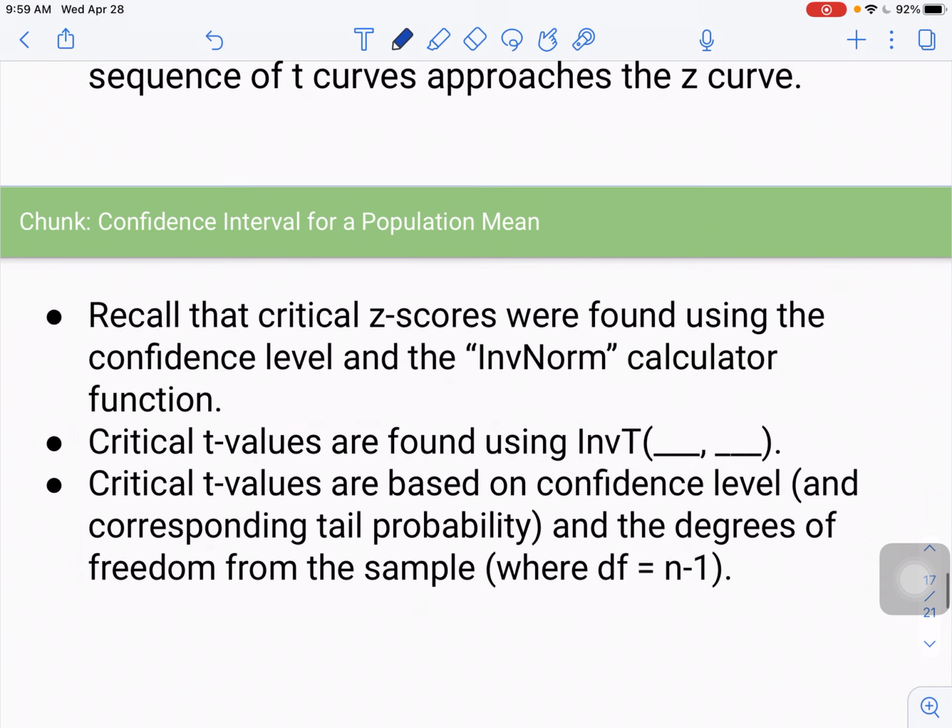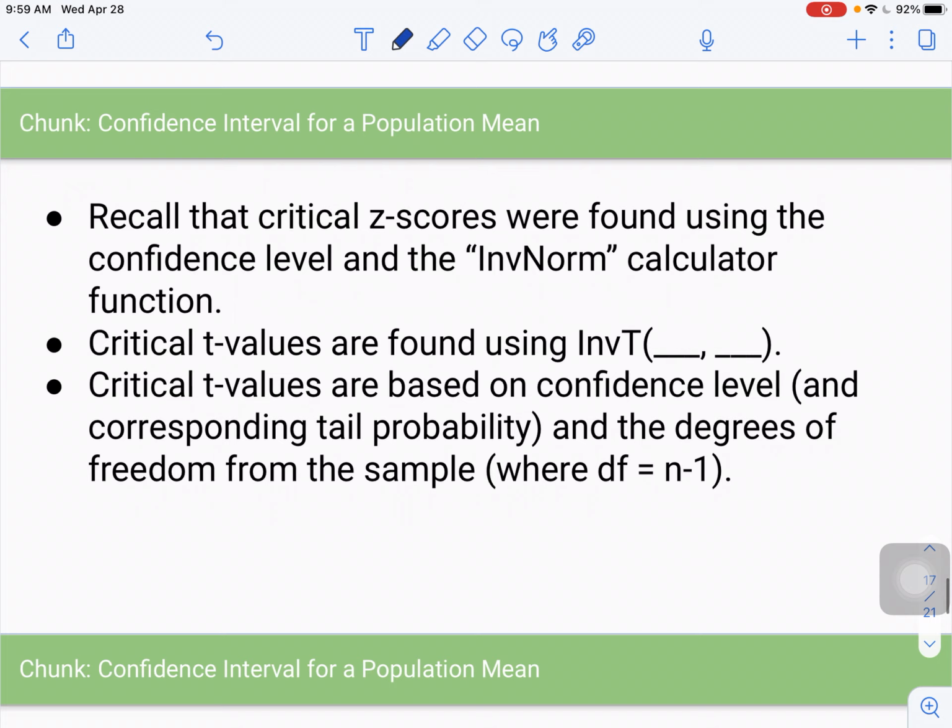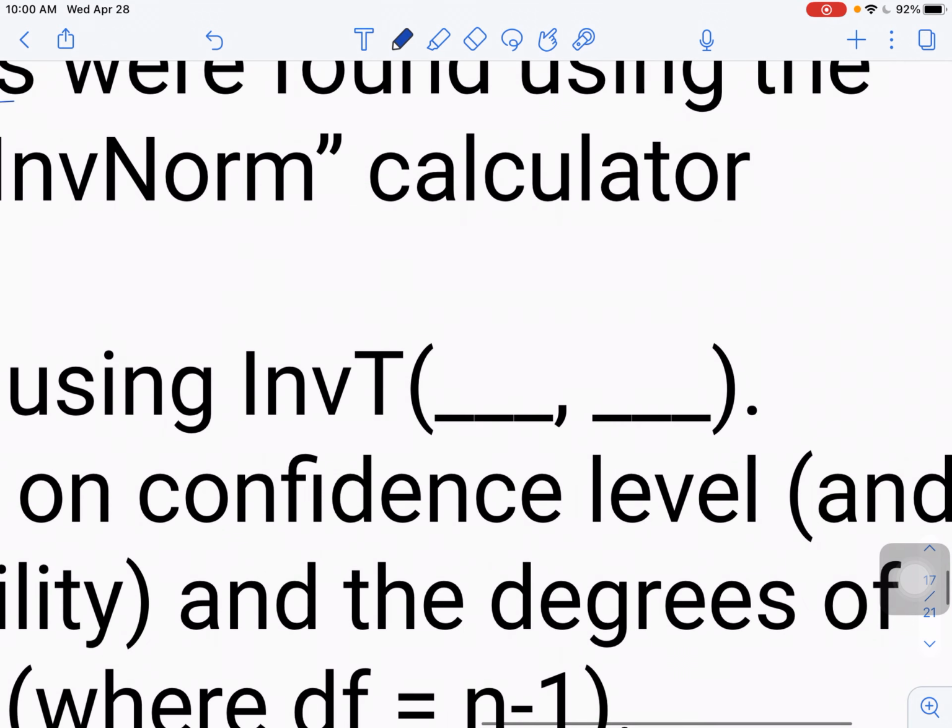Okay, so now how does that then show up in our confidence interval? So recall that critical z-scores were found using the confidence level and the inverse norm calculator function. So we looked at that when we just did our Ignite. But now critical values are found using inverse t. And inverse t has two arguments. The first argument of inverse t is that same tail probability of the confidence level.